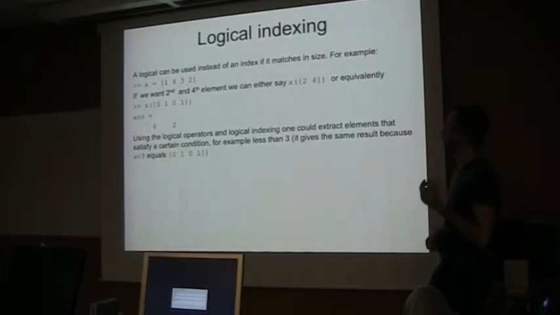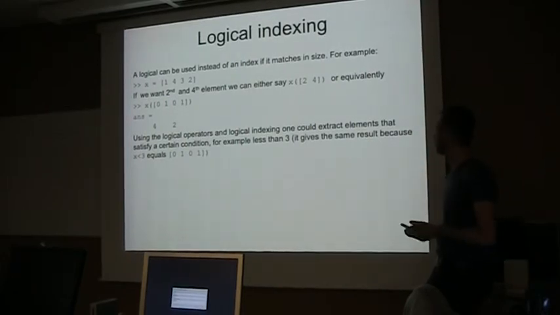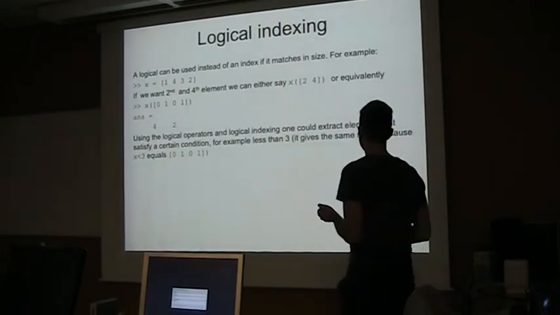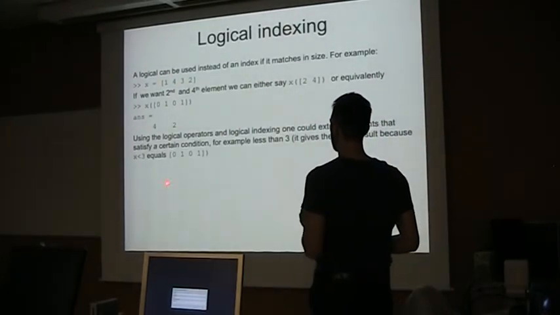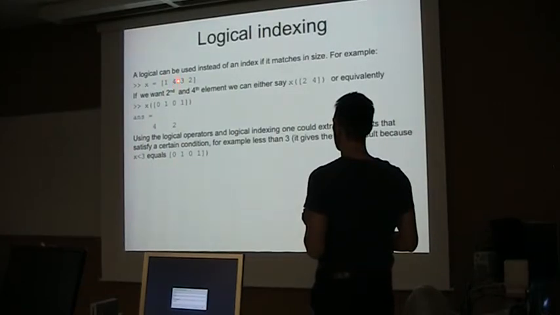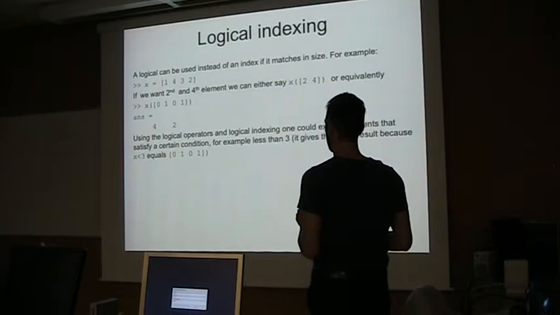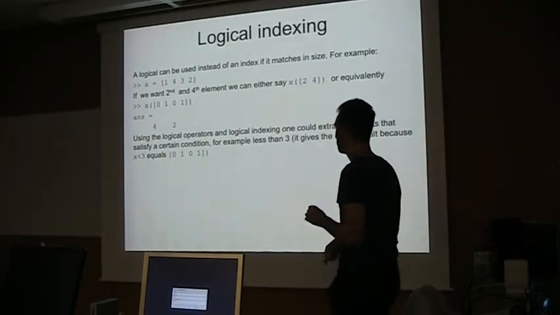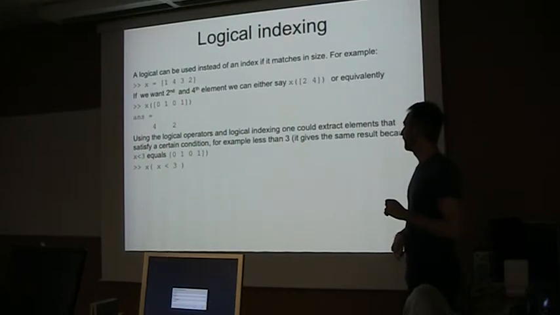You can use logical operators and logical indexing to extract elements out of a vector or matrix that correspond to something you're interested in. For example, you could extract elements which are less than 3. So x smaller than 3, well, only 4 gives us 100 because x equals 0, 1. Well, I'm not sure about that. I have to verify. X smaller than 3.